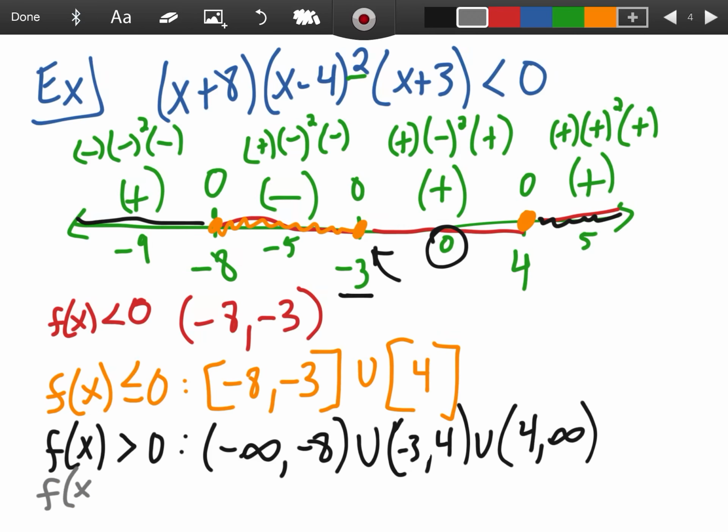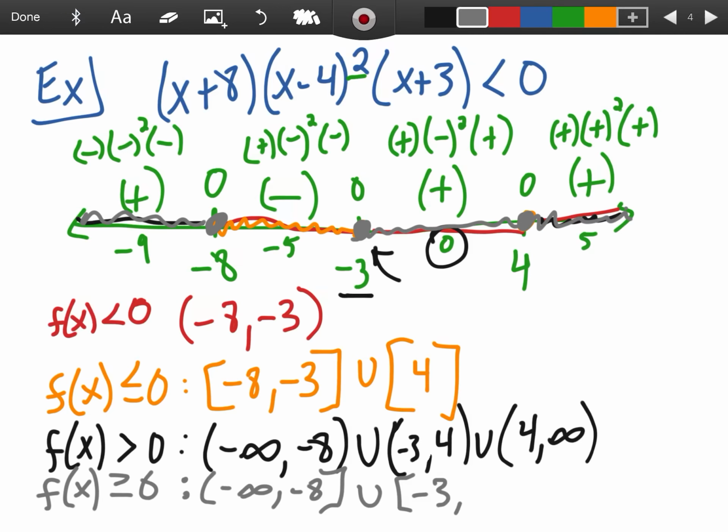Let's finish it out and just say, well, what if I had given you the problem? When is that greater than or equal to 0? Well, it's -infinity to -8. This time including -8, so we need to make sure we include -8. Then from -3 all the way to 4, well then we're going to include 4 and go from 4 to infinity.